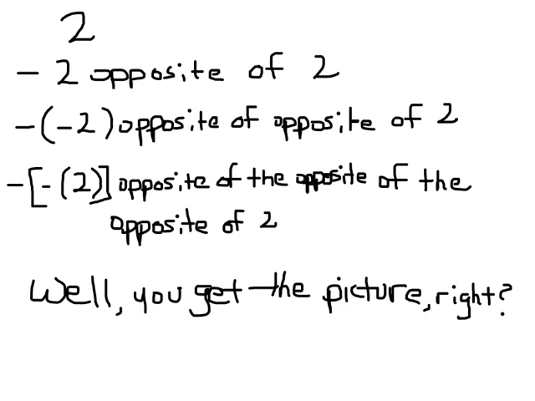But negative 2, we can say, is the opposite of the opposite of 2. The opposite of the opposite is actually just the number itself, 2. And here we have, there's supposed to be a negative inside here, the opposite of the opposite of the opposite of 2. So, do you get the picture?